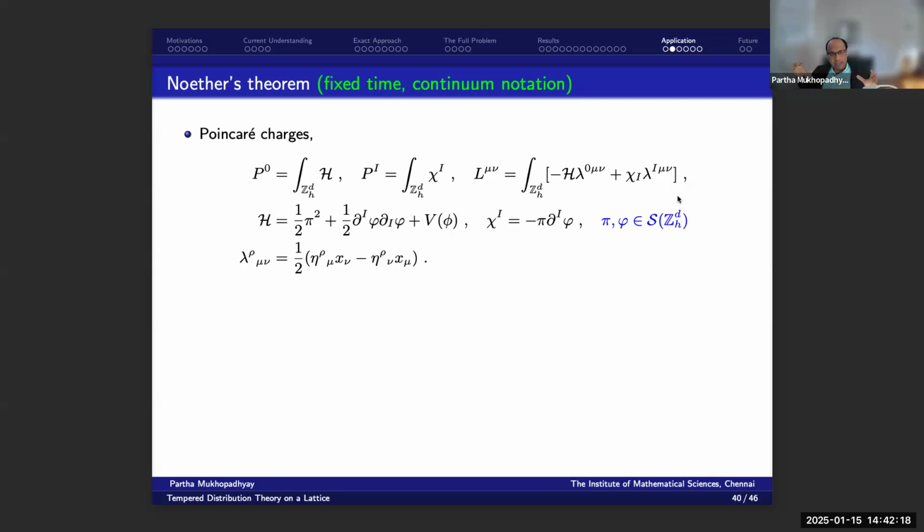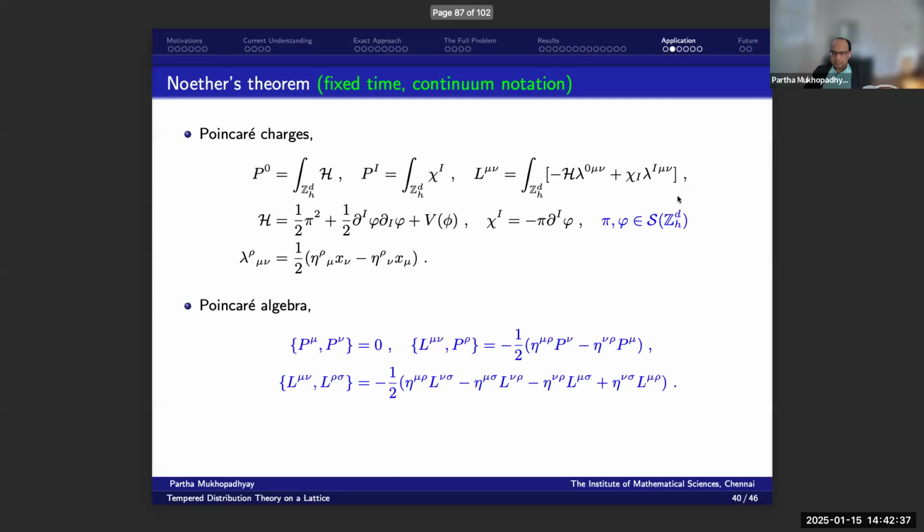But when you go to Poincaré, when you try to construct a Poincaré invariant field theory on the lattice, then you have to incorporate vector fields that are not Schwartz. And to incorporate that, you need this distribution structure. And then you can derive the Poincaré algebra for the lattice. This is the result.